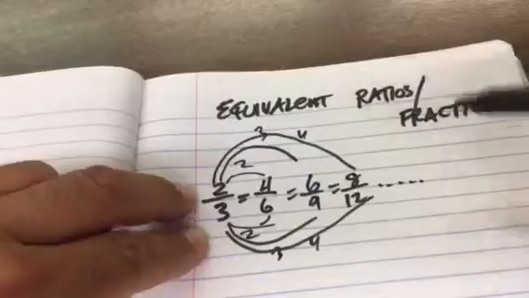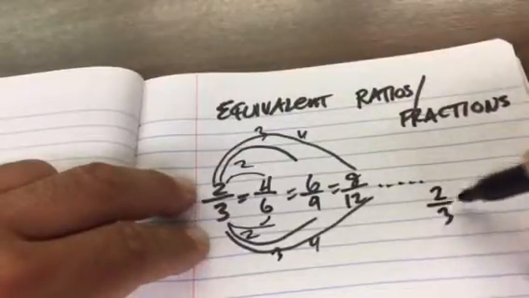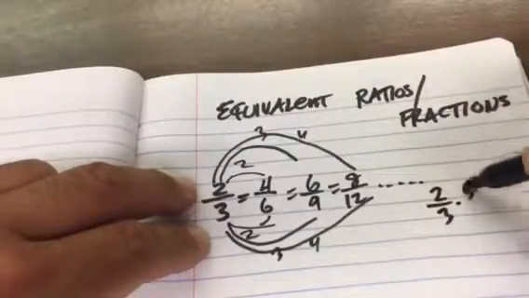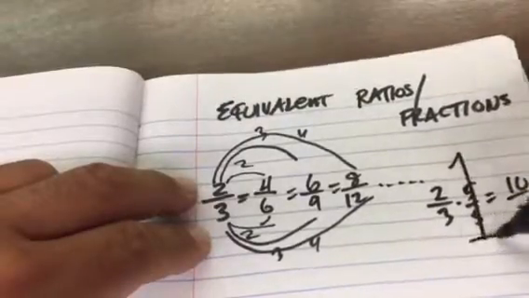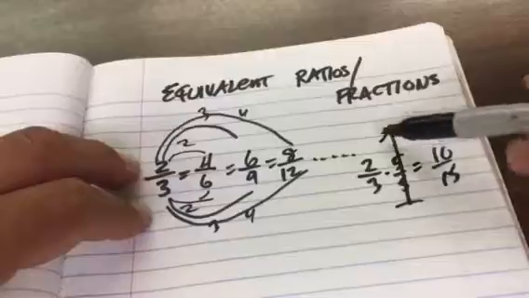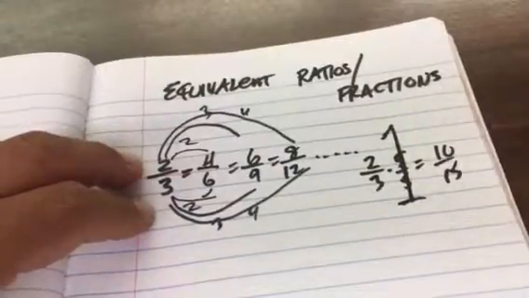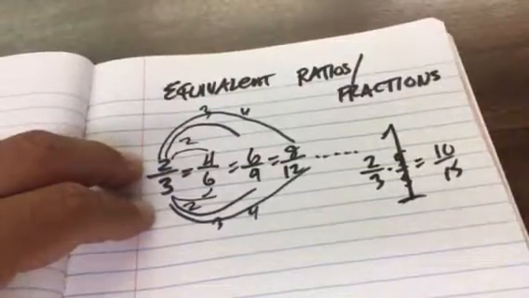So what you're really multiplying by is just a fancy form of 1. So if you multiplied both by 5 and 5, you get 10/15. You're really multiplying by a fancy form of 1, and I talk about that fancy form of 1 a lot. So those are equivalent ratios, and they're going to lead us into questions like this.